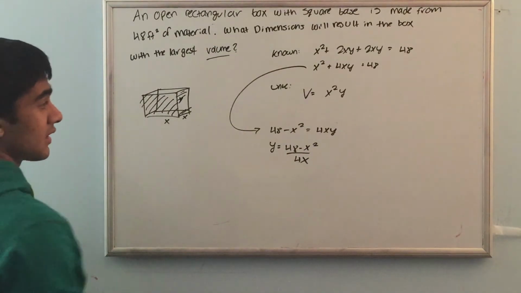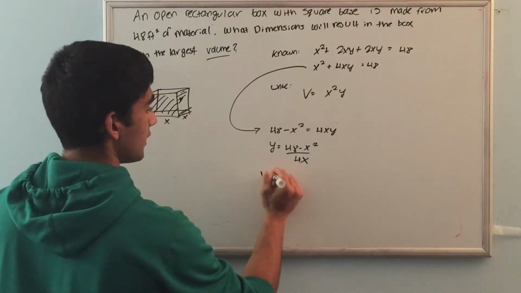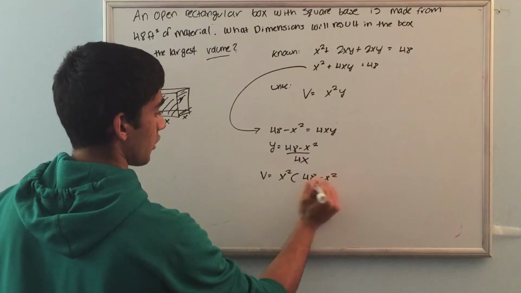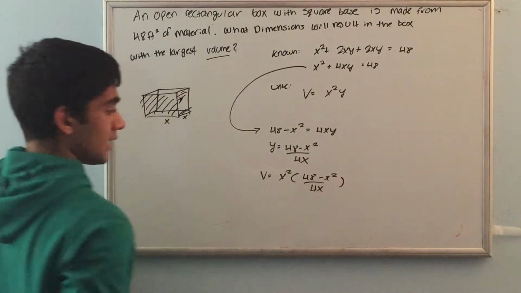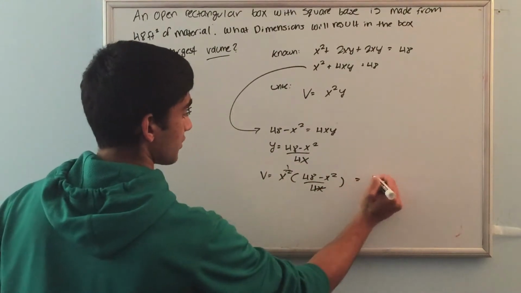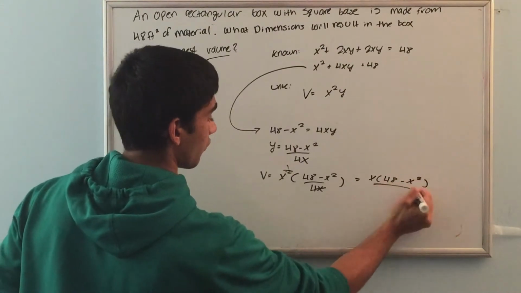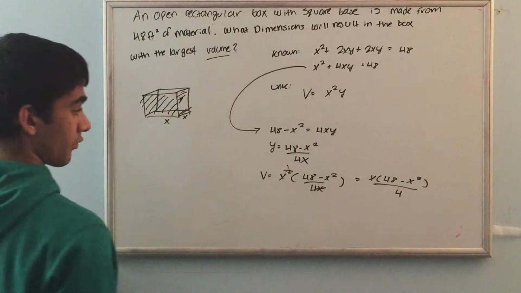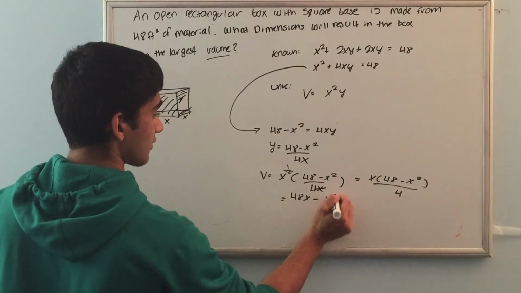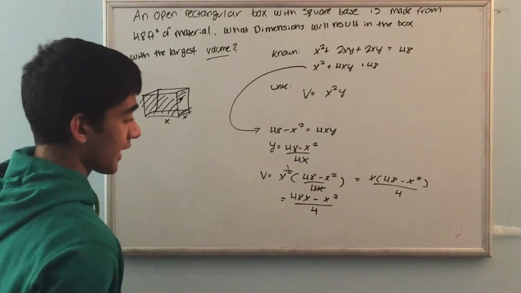Now I need to substitute this into the volume equation. If I do that, I get V equals x squared times 48 minus x squared over 4x. If I cancel stuff out, this x squared becomes an x, and this x goes away. So this equals x times 48 minus x squared over 4. If I multiply things through, this equals 48x minus x cubed all over 4. So again, remember, the volume equals 48x minus x cubed over 4.